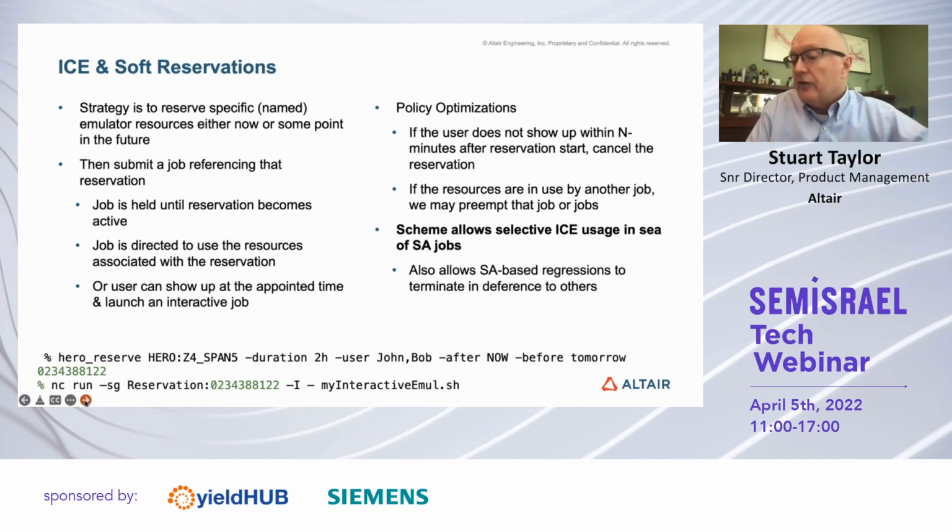The reservation cannot conflict with another, and that's the basis of the notion of agreed. Once we've got that reservation, and we'll get an ID for it, we can schedule a job against that reservation. And we can also do some important policy-based optimizations. We can clear unused reservations and preempt jobs that are in the way of a job with an active reservation. And the text on the bottom there in Courier shows how to do the reservation, in this case for a Z4 span 5, and then how to run a job against that reservation. Here it's an interactive job.